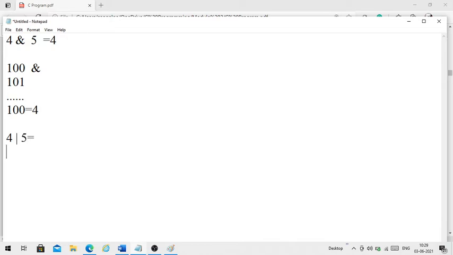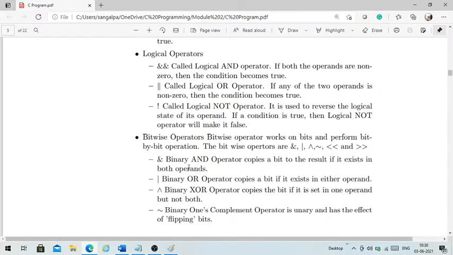What is the result? 4's binary is 100 and 5's binary is 101. We compare bit by bit. If both are 1, it will result in 1. If both are 0, it will result in 0. If one is 0 and the other is 1, it will result in 1. So the answer will be 5. This is the corresponding binary equivalent. So this is the bitwise, or binary, OR operator.